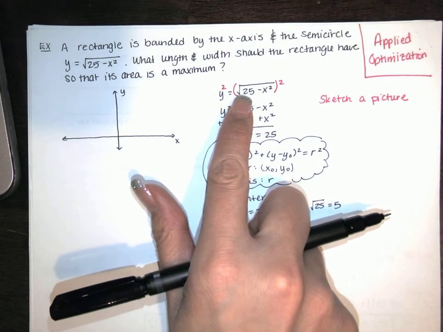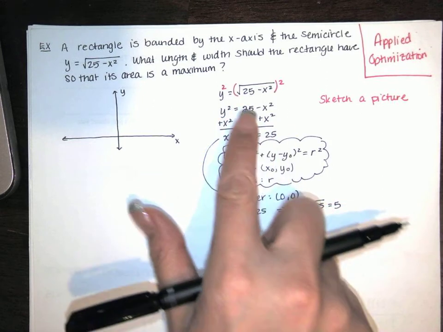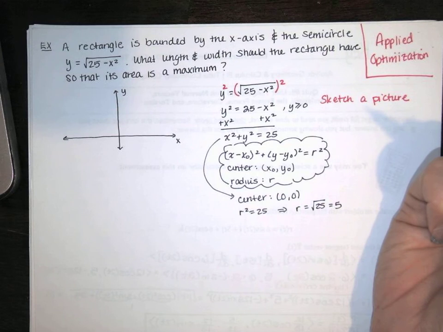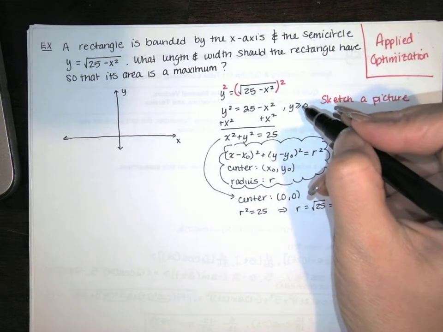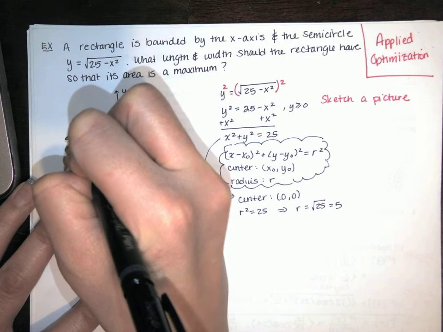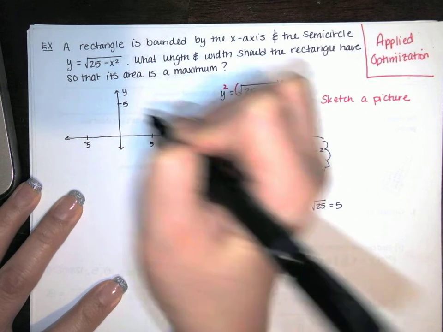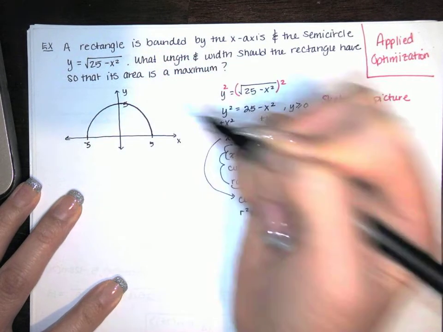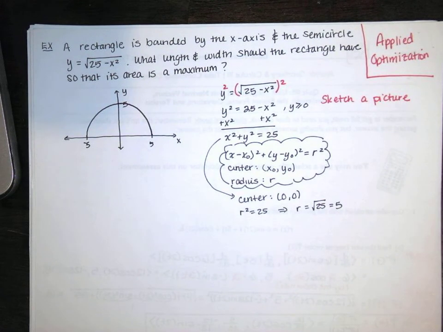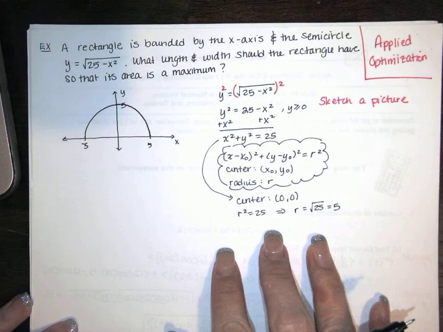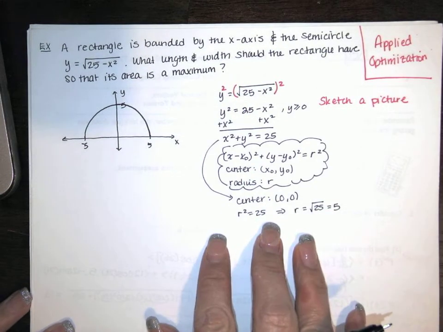We started with y equals the positive square root. Now if y is a positive square root, that means that y has to be greater than or equal to 0. So we don't get the whole circle centered at the origin of radius 5. We just get the part where y is positive or possibly 0. And the part where y is positive, that's the part of the circle that's above the x-axis. Okay. So I'm sketching a picture using equations of circles and what we know about equations of circles.